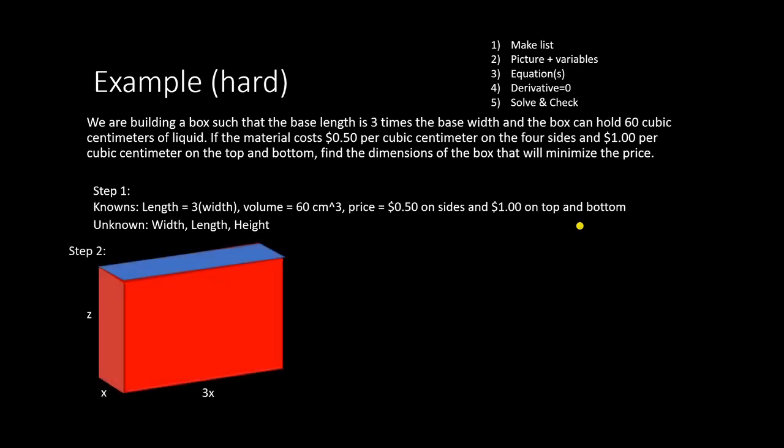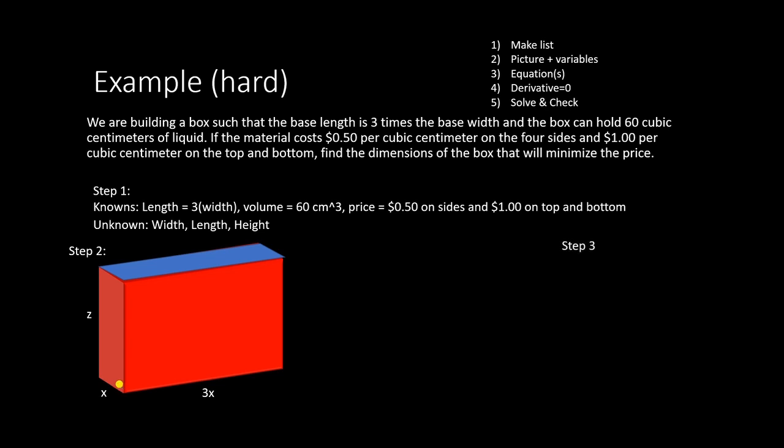Okay, here's my picture. So, if my width is x, then my length is 3x, since the length is 3 times the width. I don't know anything about the height, so I'll just leave it as z. Here, the blue rectangle represents the top, and even though you can't see it, there would be a blue rectangle on the bottom as well. Now to write my equations.